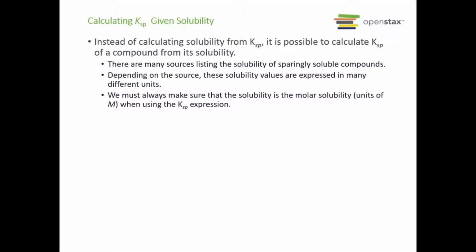We can also calculate Ksp of a compound from its solubility instead of calculating solubility from Ksp. There are a lot of different sources listing the solubility of sparingly soluble compounds. For instance, your book appendix has this in the back. Depending on the source, these solubility values can have a bunch of different units. Sometimes it's grams per 100 grams of solvent or grams per liter. So you have to make sure that you do conversions to bring those units to molar solubility. So you bring it to molarity when you're using Ksp.